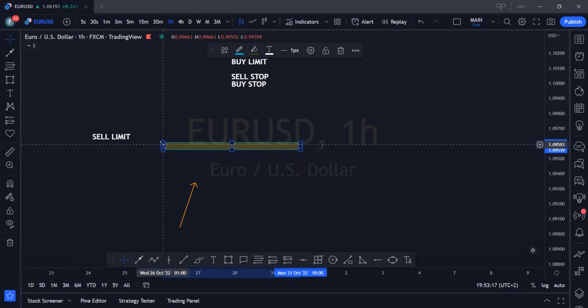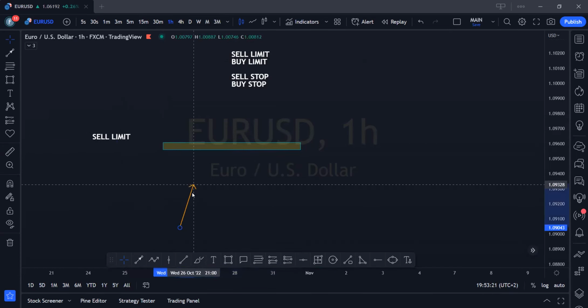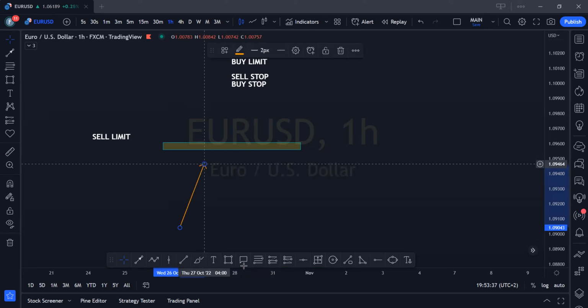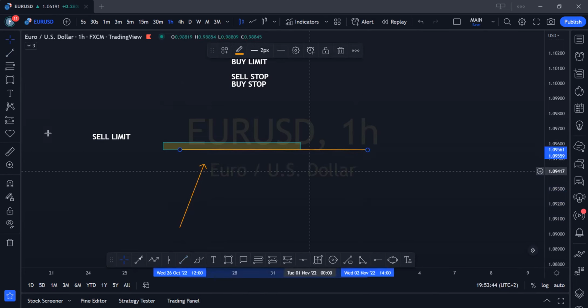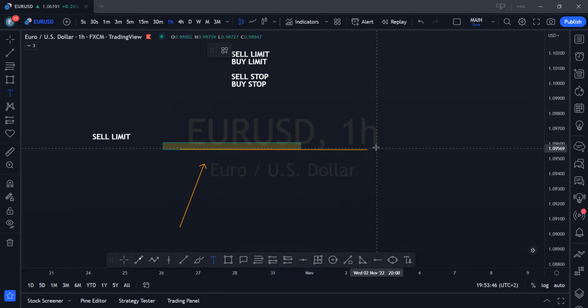All right. So a sell limit order is a reversal order. So this is price, right? So when price gets into this zone, you want to enter a sell. If that is your plan, what you need is a sell limit. So over here, you are going to place a sell limit, right? You place a sell limit here.